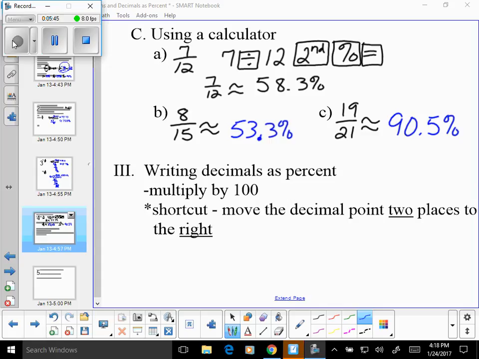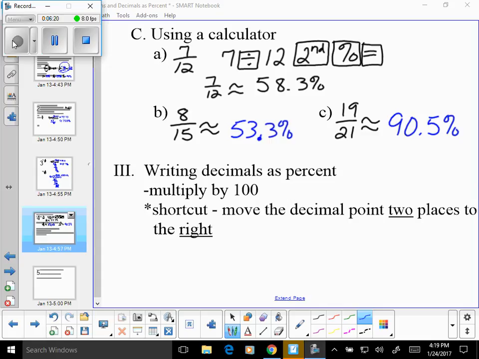Now, sometimes they will give us decimals, and they want us to write them as percents, and that's what we're going to do in part 3. What we do here is multiply by 100. Now, there's a shortcut to multiplying by 100 that simply says you move the decimal point 2 places to the right. If you want the percent, you move the decimal point right. Percent right. I keep that R sound in there.